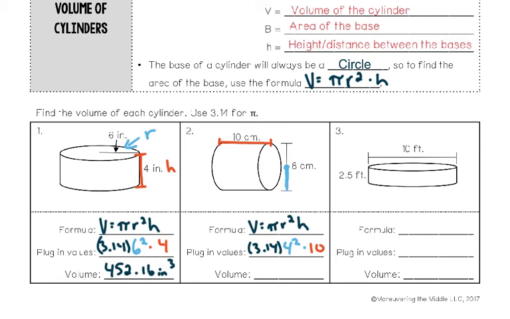10 is the height. That's the distance between the circular bases. So this is really, like I said, a pop can that's turned on its side. If you stand it up, it's 10 centimeters tall.